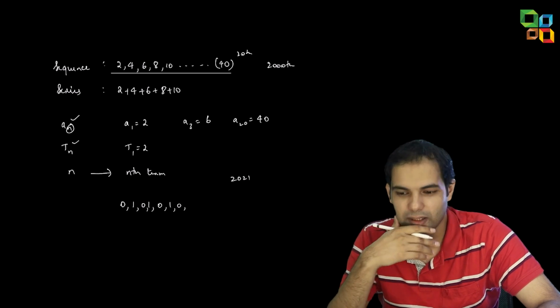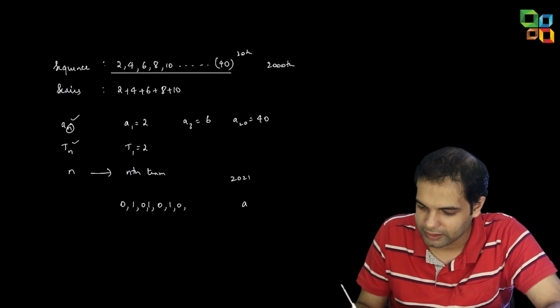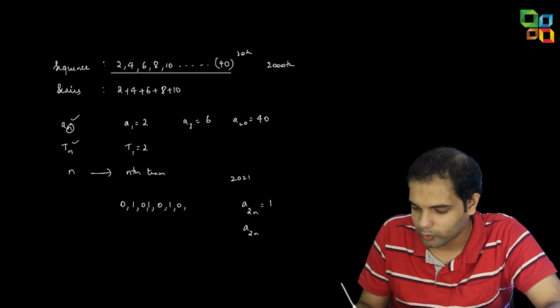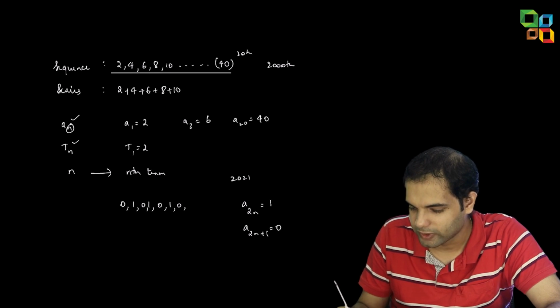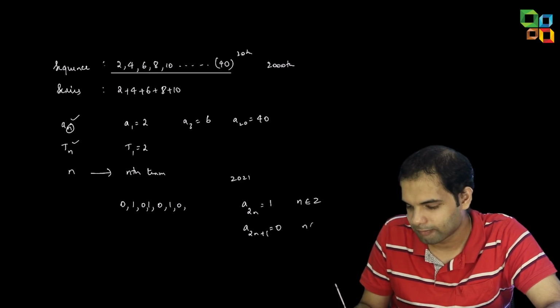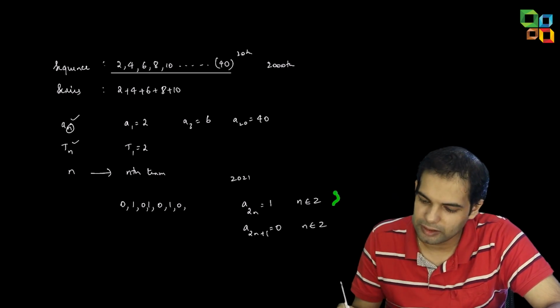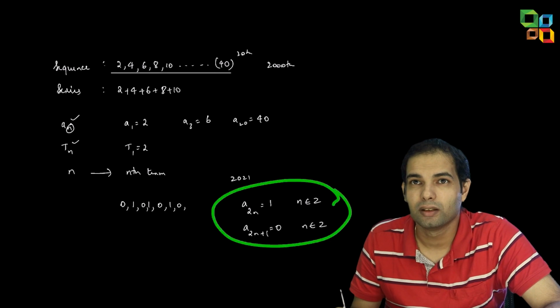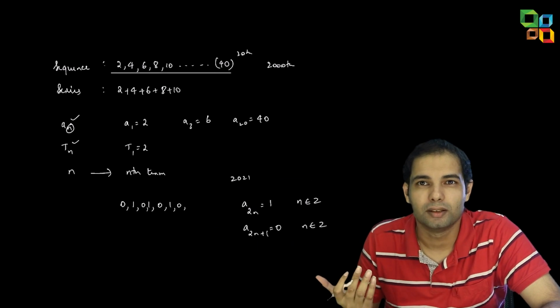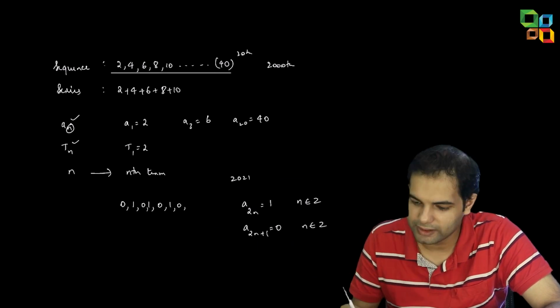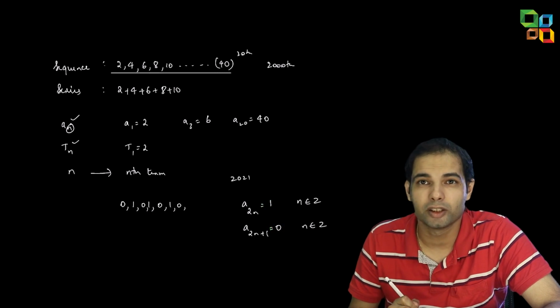So you can write it in any way you like. You can say something like this: a_2n is equal to 1, and a_(2n+1) is equal to 0 always. Obviously n belongs to integers. Now somebody can give you something like this in a formula. It is still a sequence. What they're saying is every even term is 1, every odd term is 0. So you should figure out that they're talking about something like this.